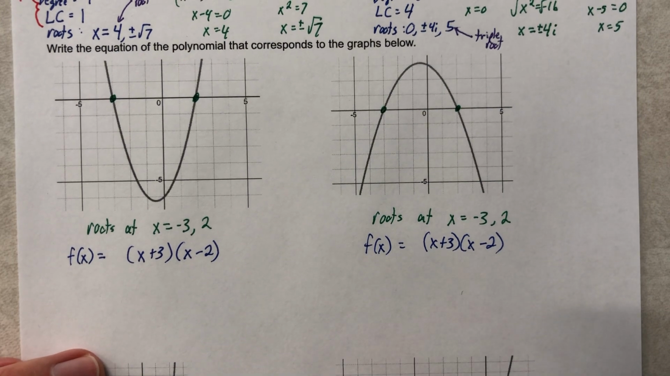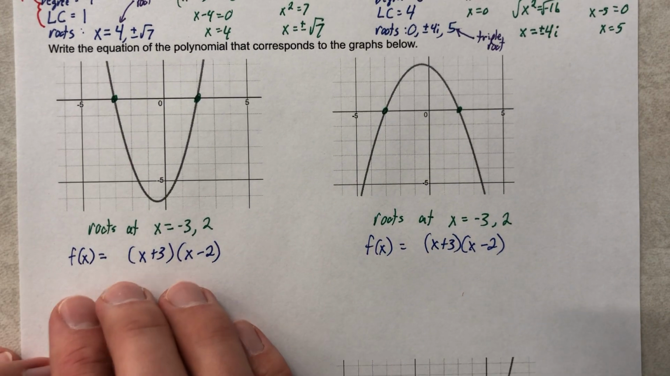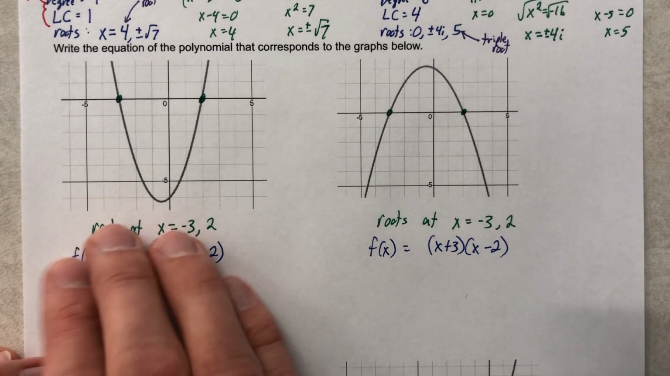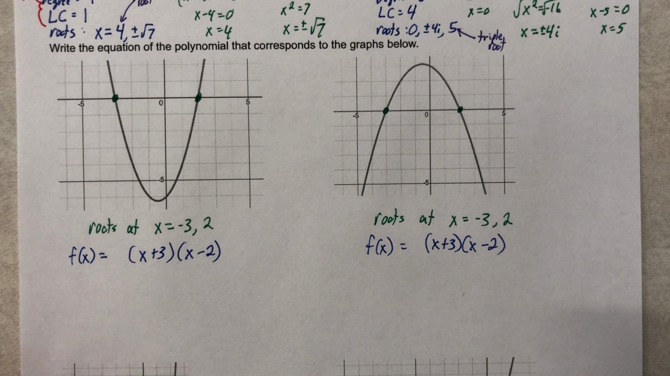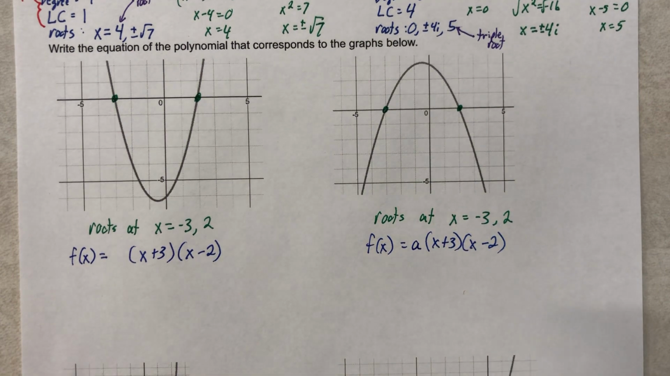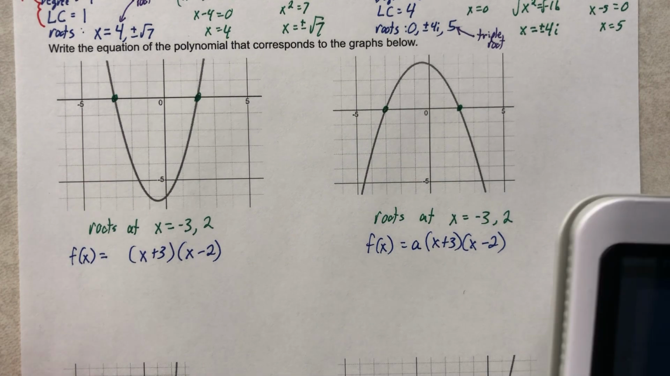So I'm going to do something on this problem that I didn't have to do on this one, and I'm going to come back to talk about that on this one. So I'm going to make up a number. We'll call it A. A is going to be that leading coefficient that we don't know, that has the potential to change the shape of this.